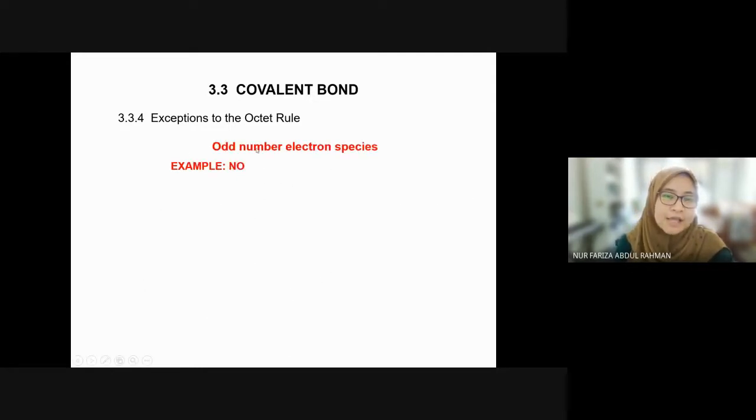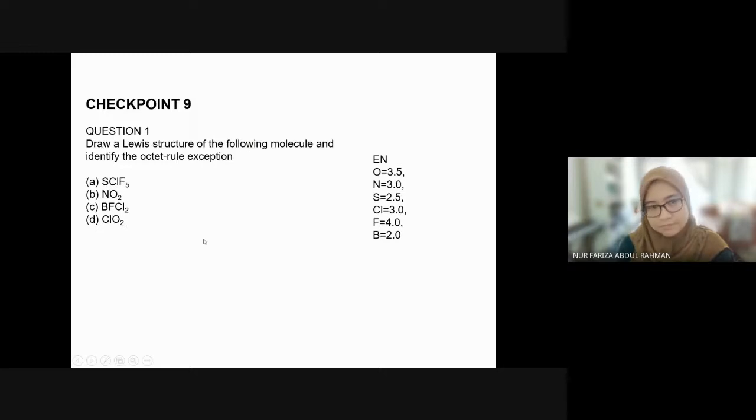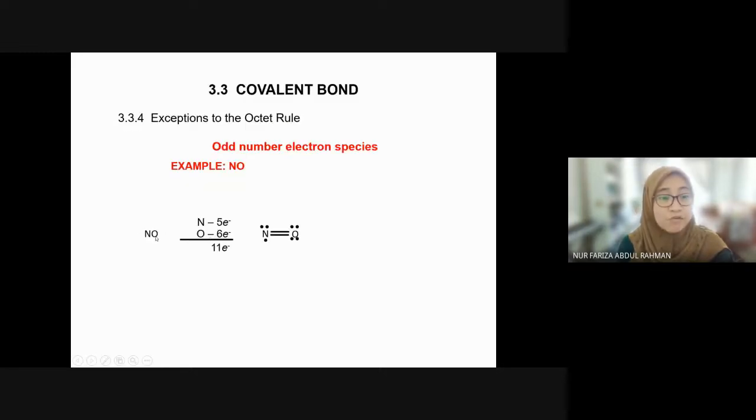Last but not least will be odd number electron species. For odd electron numbers, this one is NO. How do you draw this? Normally there are 2 atoms only. Normally, the minimum number of atoms we have done so far is 3 atoms, the central and 2 terminal atoms. But this time we have just 2 atoms. So obviously we do not have a central atom.